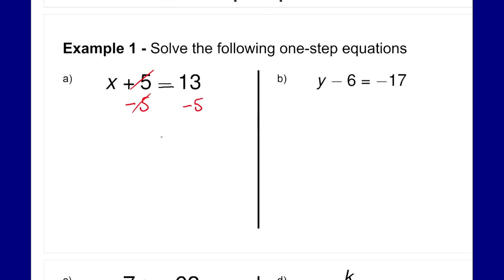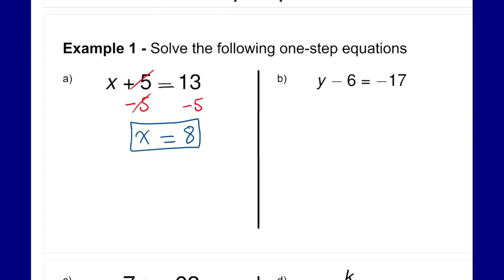13 minus 5 gives us 8. The only thing left on the left side is x. So I get x is equal to 8, which makes sense because 8 plus 5 is 13. You might have jumped to 8 right away, which is fine, and just written down x equals 8. Again, that's fine because there's really only one step. Because you can do this in your head, you can just write down x equals 8.